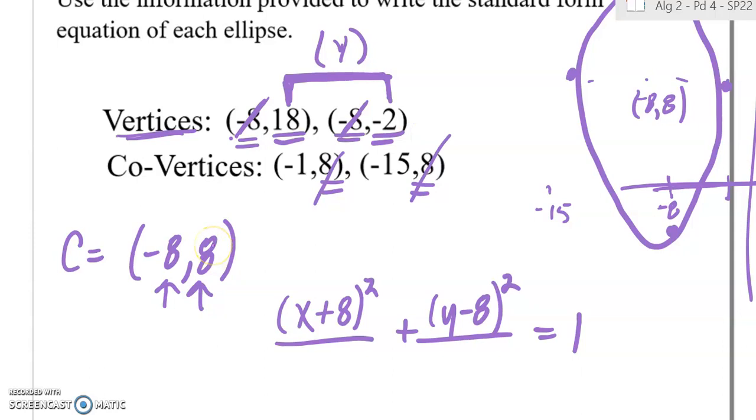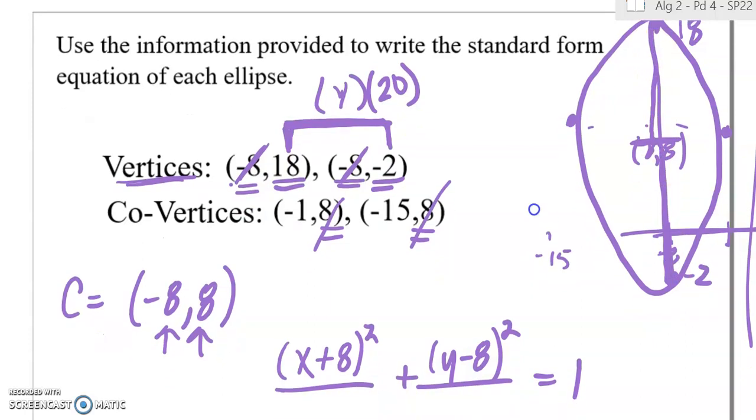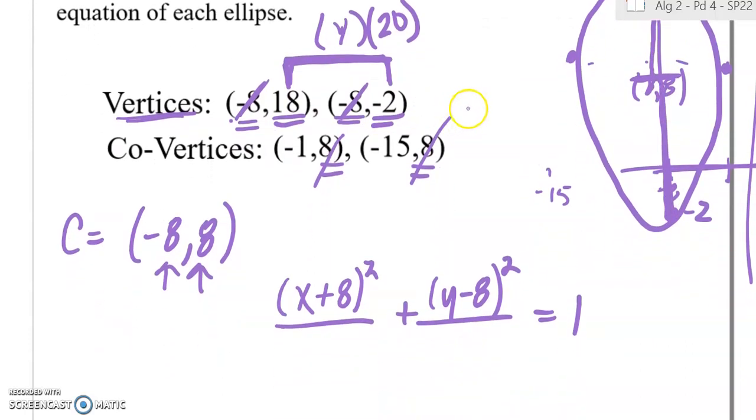What you need to be careful about is positive 18 to negative 2 is a distance of what? 20. So that means from the center, I went up 10 and down 10. So again, what number, when I take the square root of it, is going to give me a 10? And again, that's 100.